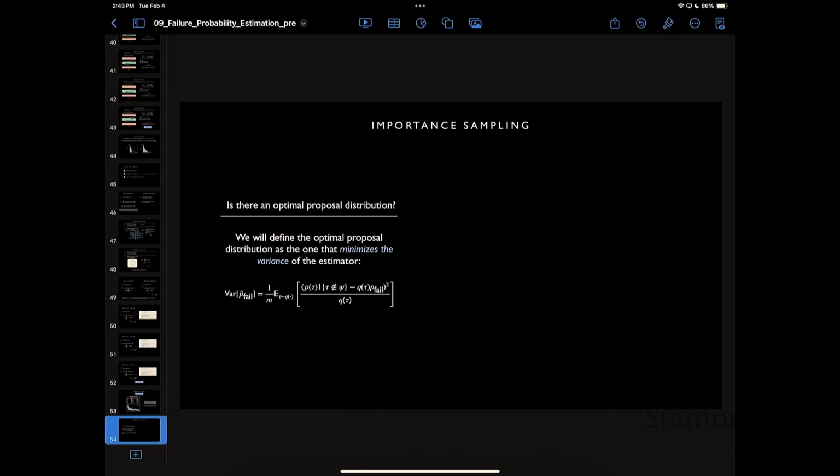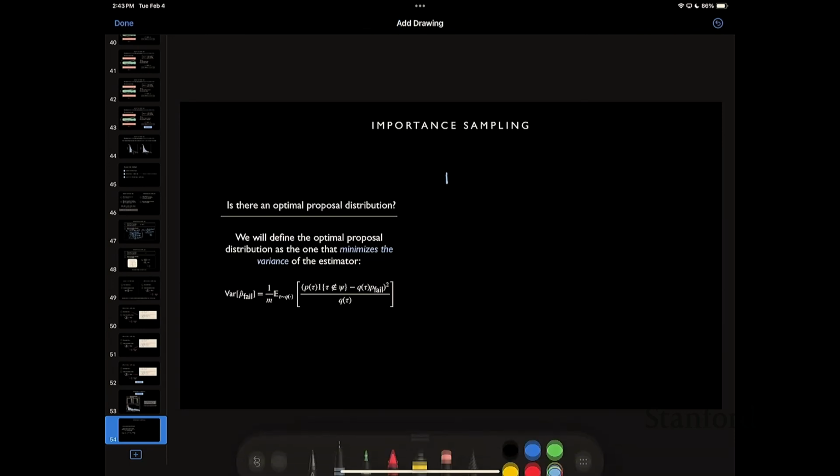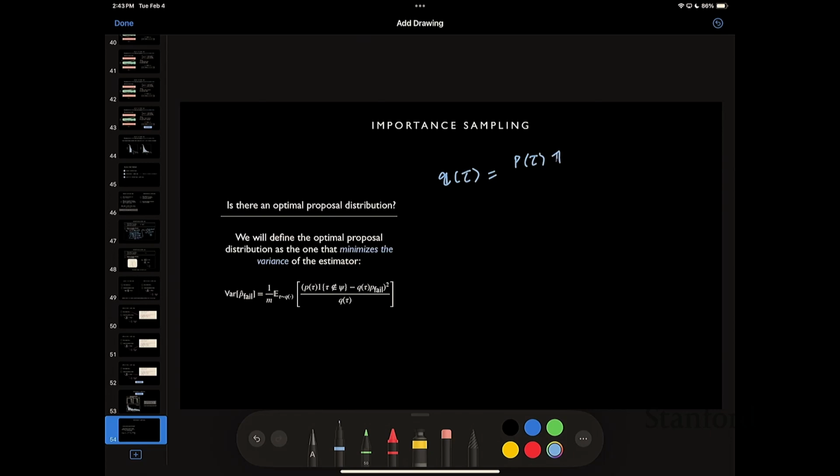Okay. So let's try Q of tau is equal to P of tau times this indicator function over P fail.